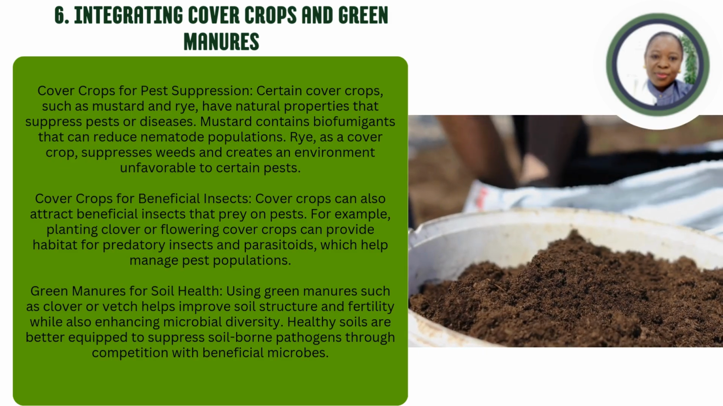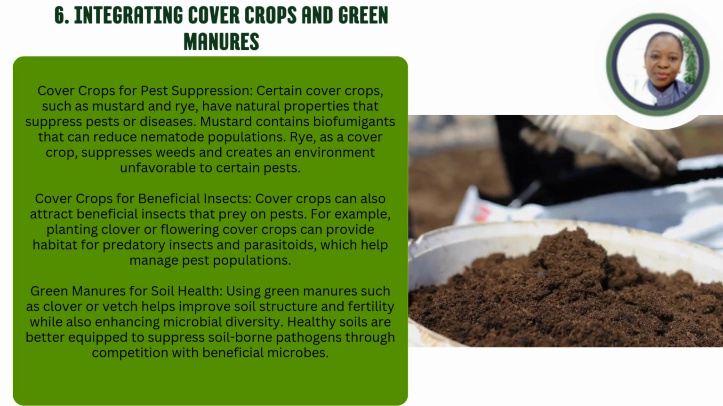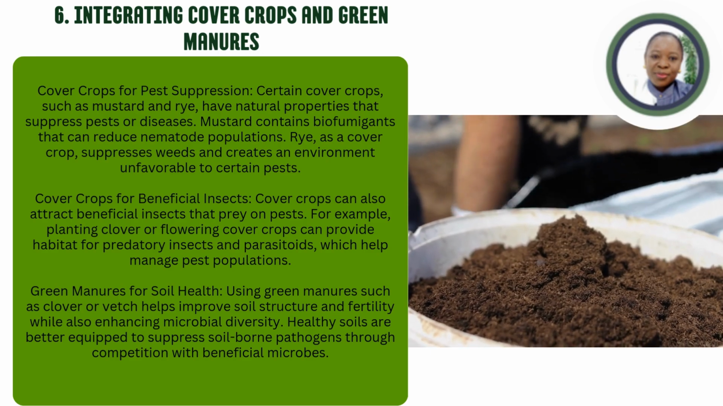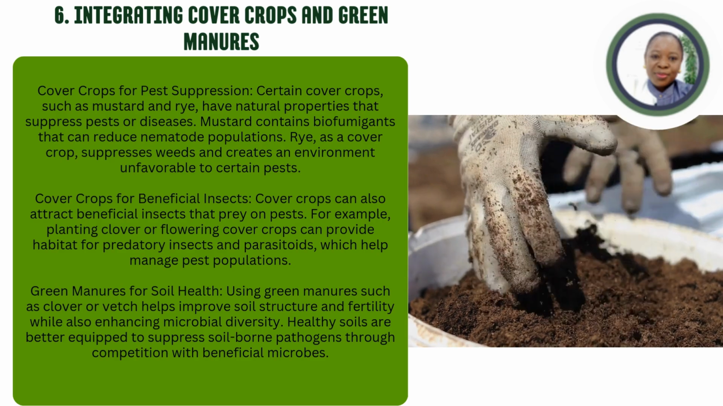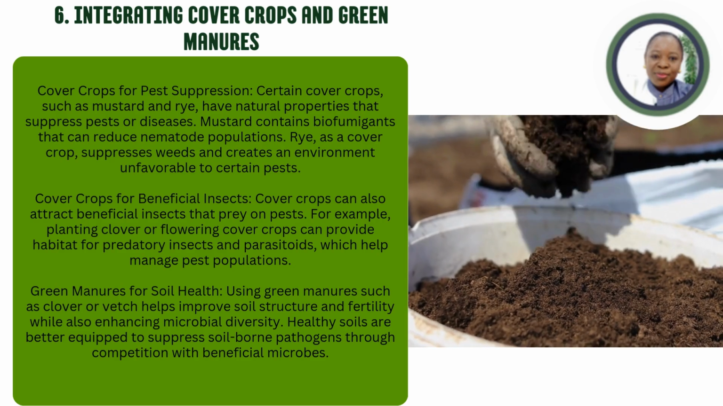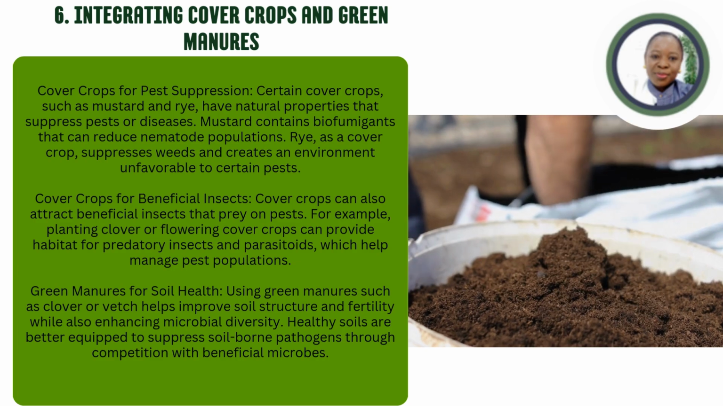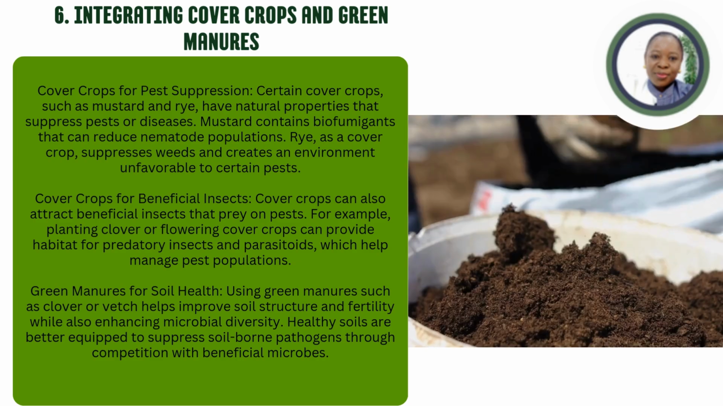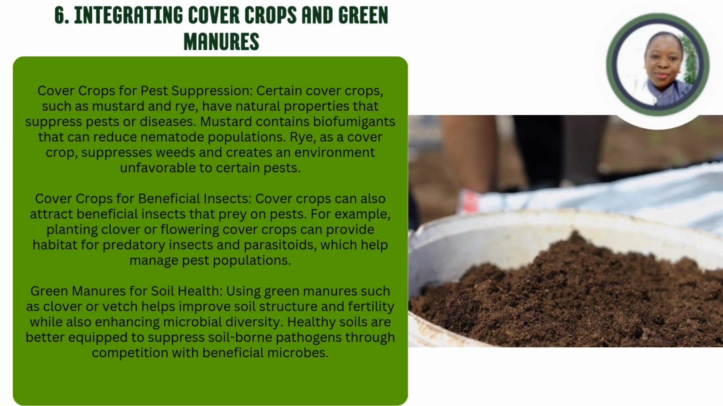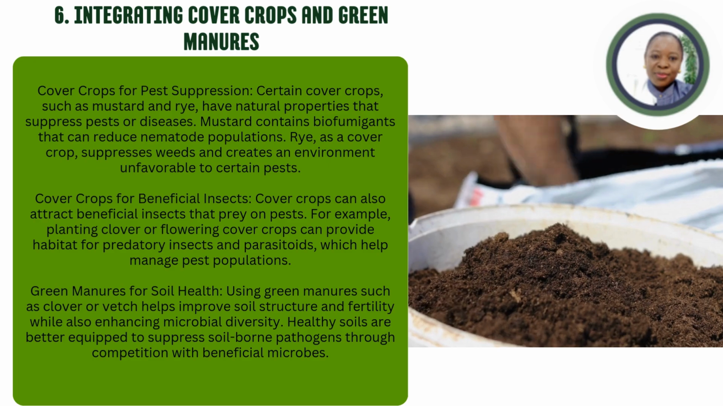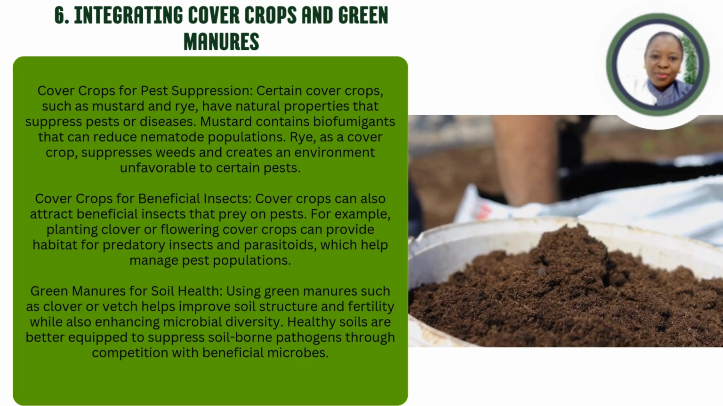6. Integrating cover crops and green manure. Cover crops for pest suppression. Certain cover crops such as mustard or rye have natural properties that suppress pests or diseases. Mustard contains biofumigants that can reduce nematode population. Rye, as a cover crop, suppresses weeds and creates an environment unfavorable for certain pests. Cover crops for beneficial insects. Cover crops can also attract beneficial insects that prey on pests. For example, planting clover or flowering crops can provide habitat for predatory insects and parasitoids, which help manage pest population.